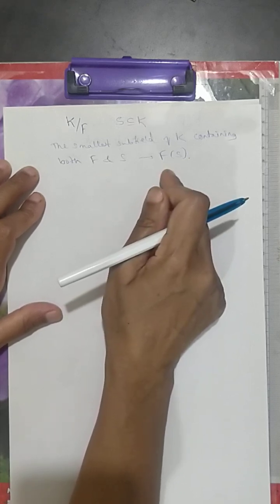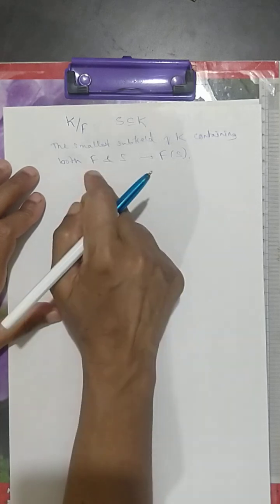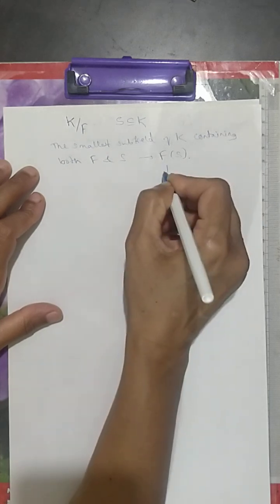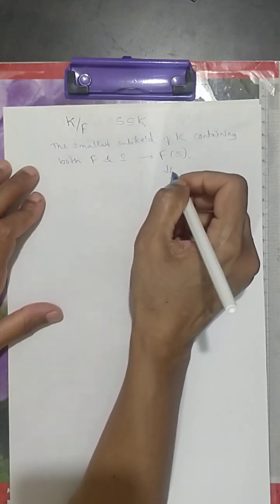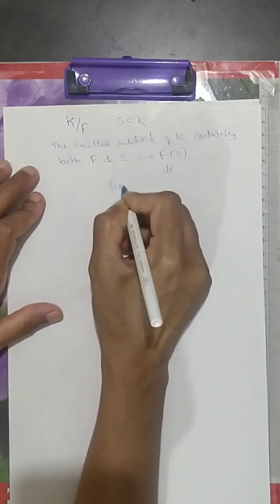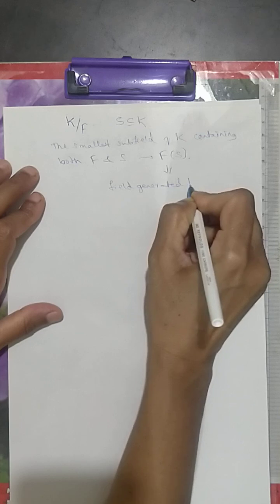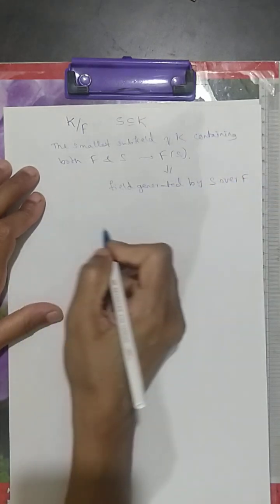Why? What is this? It is nothing but the intersection of all subfields of K which contain both F and S. Okay, this subfield F(S) is called the field generated by S over the field F.